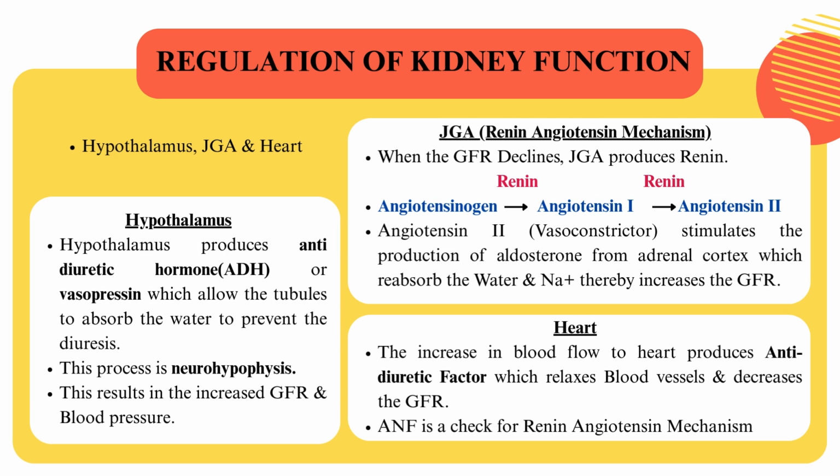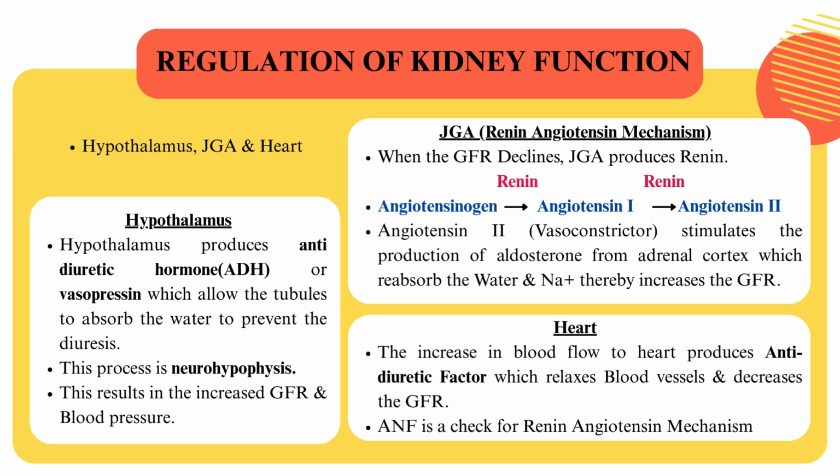Next one is the juxtaglomerular apparatus, or renin-angiotensin mechanism. When the GFR declines, the JGA produces renin, which converts angiotensinogen into angiotensin I and again into angiotensin II. Angiotensin II is a vasoconstrictor which stimulates the production of aldosterone from the adrenal cortex, which reabsorbs water and Na+, thereby increasing the GFR.